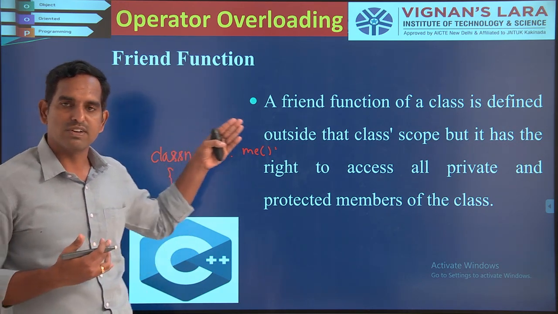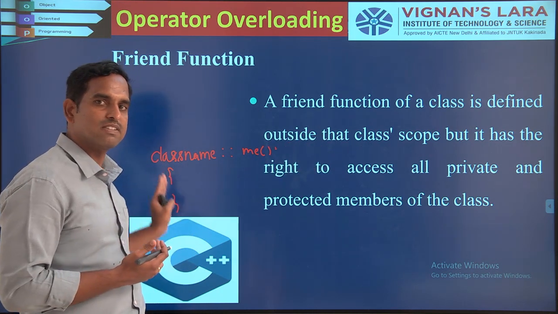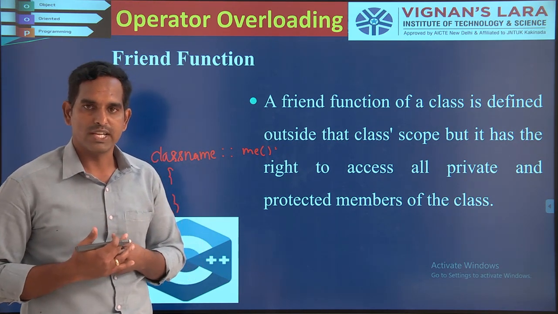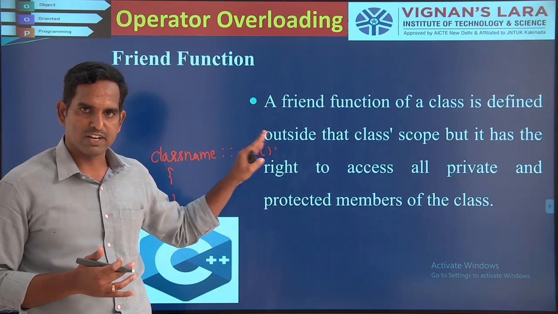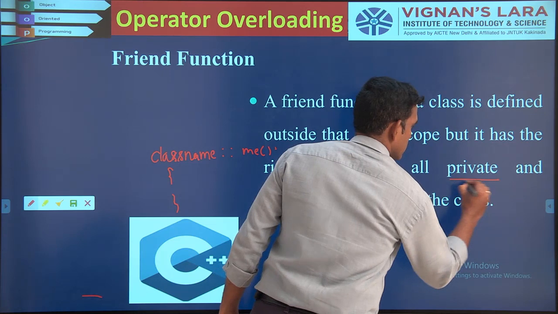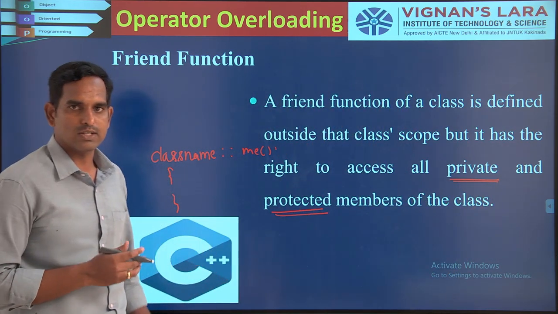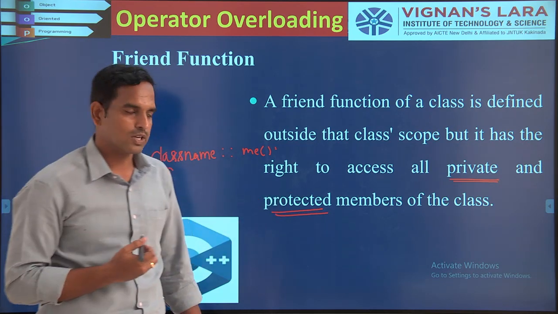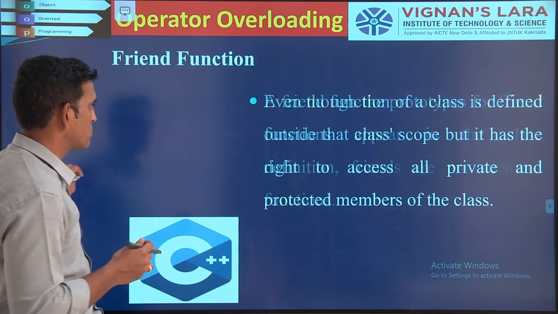But the friend functions you declare need not be written with the class scope. They can be defined outside the class scope without any issues, and that friend function can access private as well as protected members. I think I told you, your friend function can access the protected members. So this is basically about the friend function. We will look at some more things.